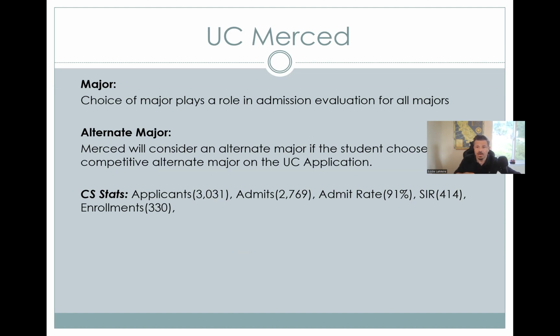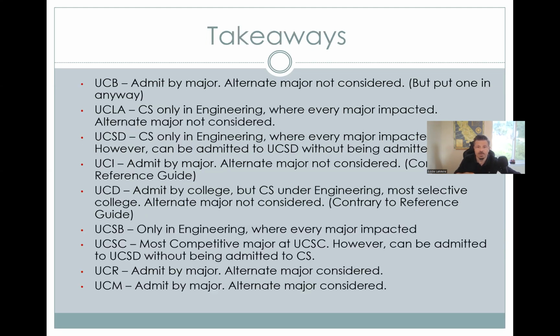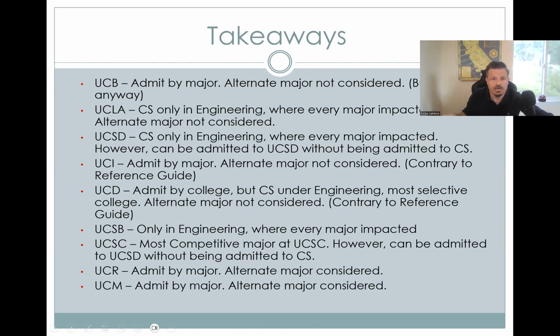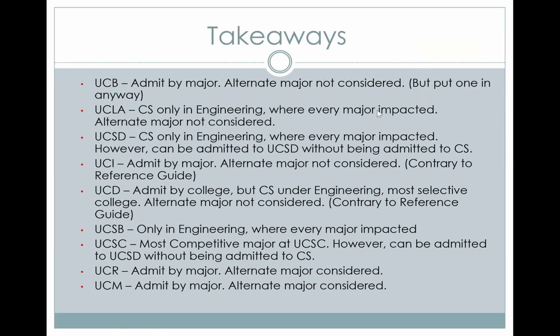So you can see the flow here that we got. This is the big takeaway. Cal admits by major for the most part. The alternate major is never considered, but it's admitting by major for CS really, and for business is what I'm talking about. For everybody else, for L&S, doesn't admit by major. For UCLA, computer science, as you see, is only in engineering. Every major is impacted in engineering. Alternate majors are not considered.